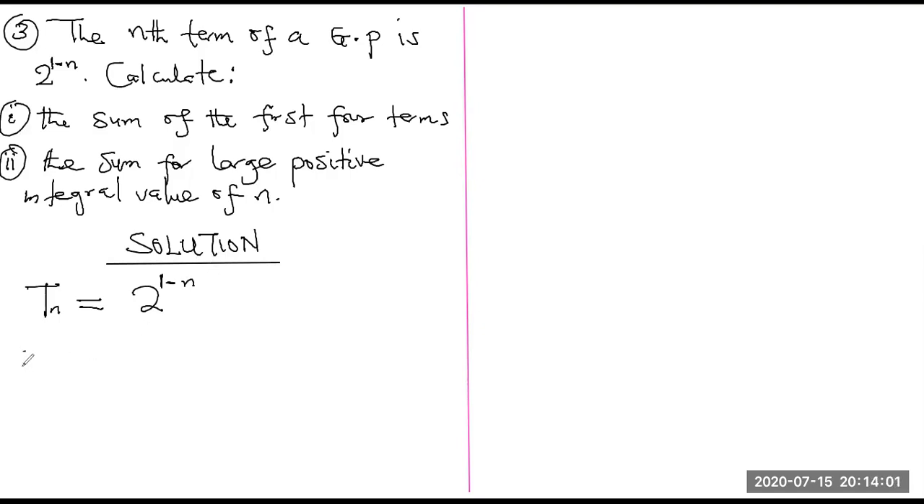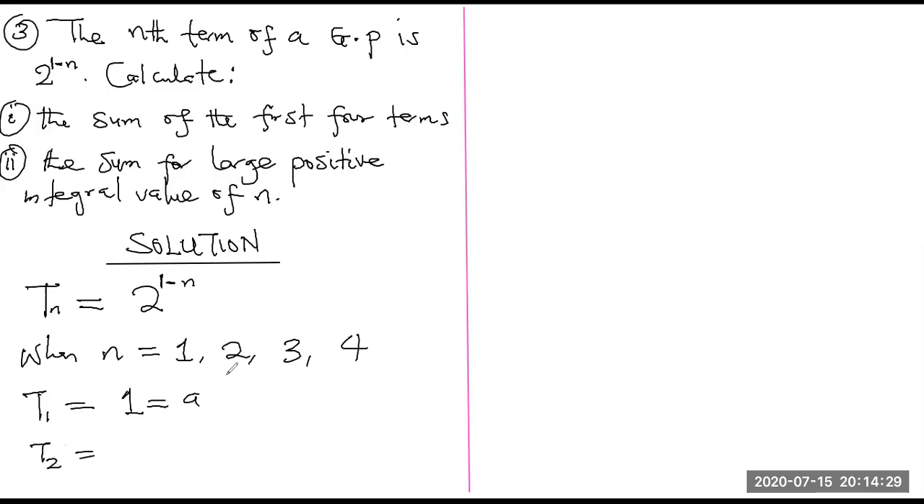So it means that n is 1 for the first term, n is 2, n is 3, and n is 4 is what we are looking for. We'll just put into this formula and find the first term, second term, and third term. So T1: if we remove n and put 1, 1 minus 1 is 0. 2 raised to the power 0 is 1. So our first term is 1, which is equal to a. Then the second term is n equals to 2.